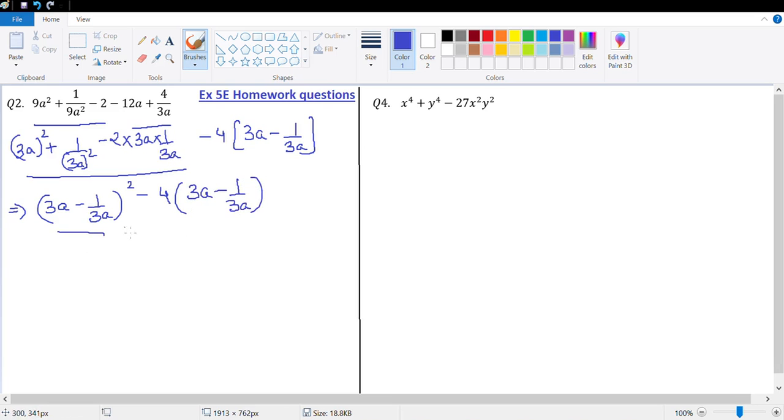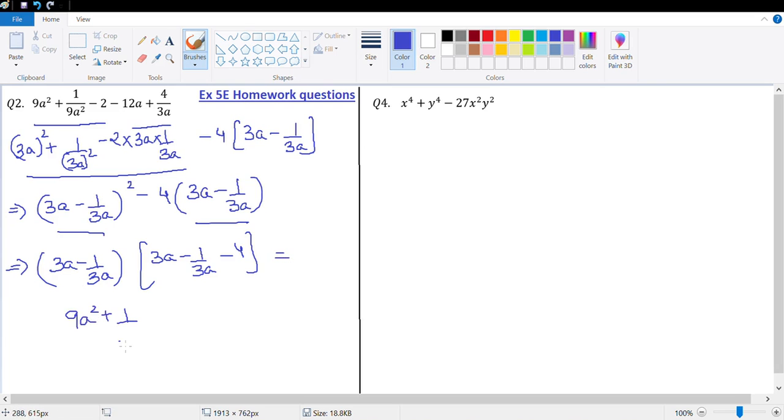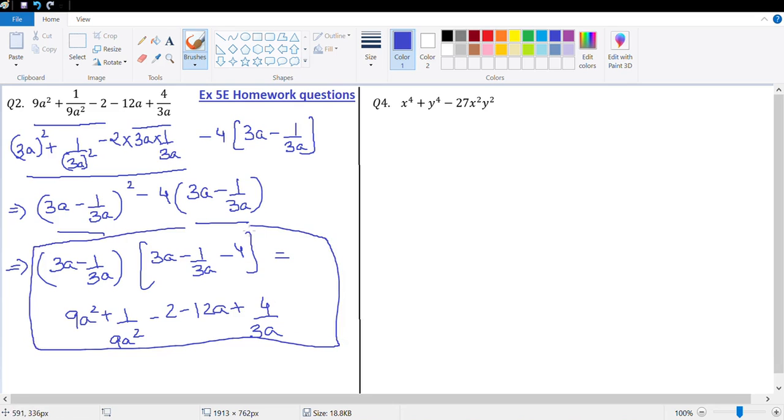So between the first term and the second term, 3a minus 1 upon 3a is common. So let's take that common out. 3a minus 1 upon 3a. What remains from the first term is one more 3a minus 1 upon 3a, and what remains from the second term is minus 4. So you would write the answer as this is equal to 9a square plus 1 upon 9a square minus 2 minus 12a plus 4 upon 3a. So that's your final answer. Good, let's move on to the next homework question.